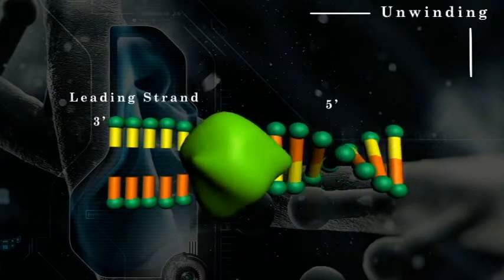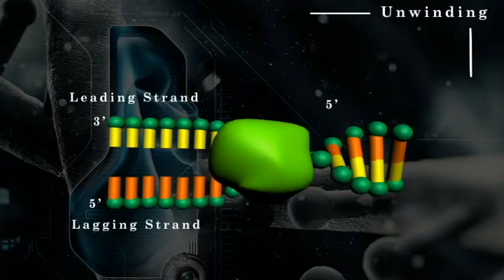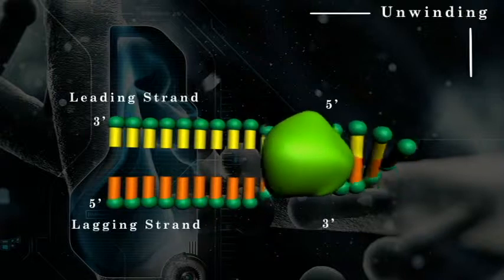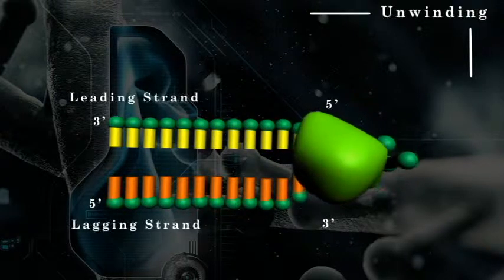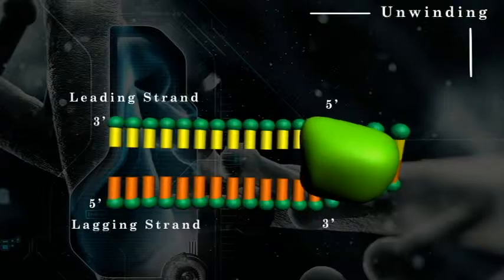The upper yellow strand, which goes from 3' to 5', is called the leading strand, and the lower orange one is called the lagging strand. Let's go with the leading strand first.